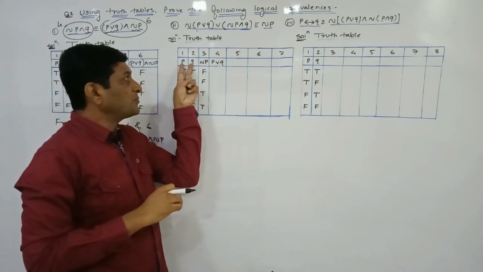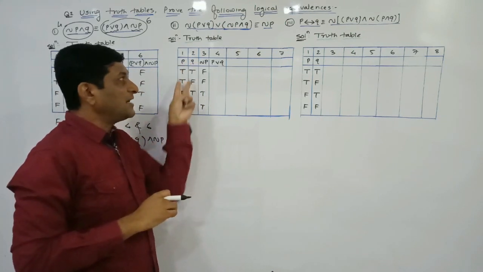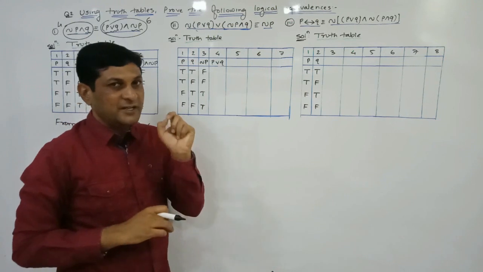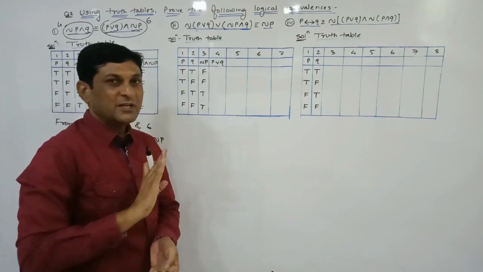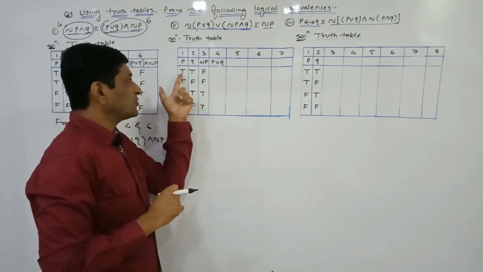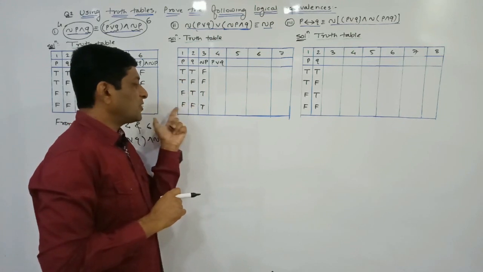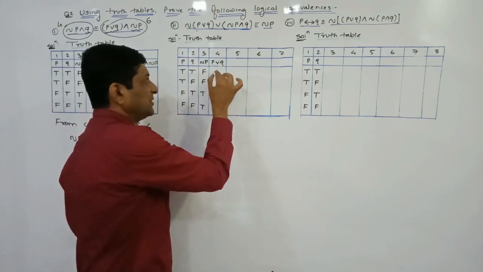Observe, these are the truth values of P and Q. We are connecting them by OR. In case of OR, if one statement is true, the truth value of OR will be true. So true, true, true. Here we are not getting true, so in the last case the result will be false.